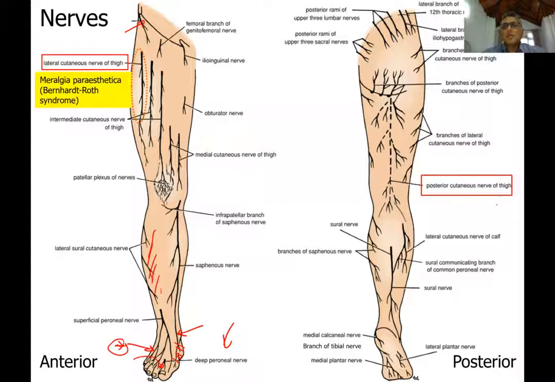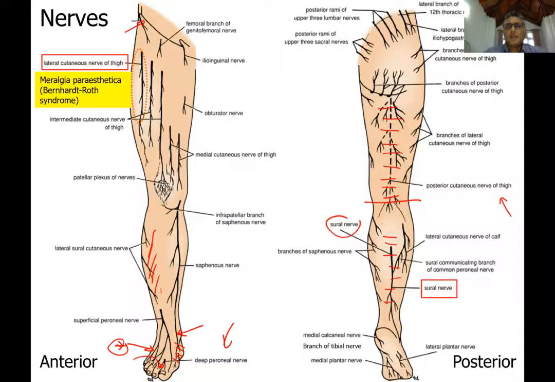Then the posterior cutaneous nerve of the thigh, of course, it is the nerve that emerges below the piriformis muscle through the greater sciatic foramen together with the sciatic nerve. So the job of the posterior cutaneous nerve of the thigh is taken up by the sural nerve in the leg. Posterior cutaneous nerve of the thigh ends somewhere here. So that is the point that I want to raise.